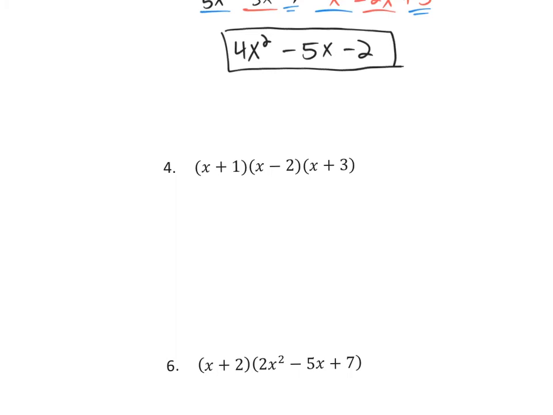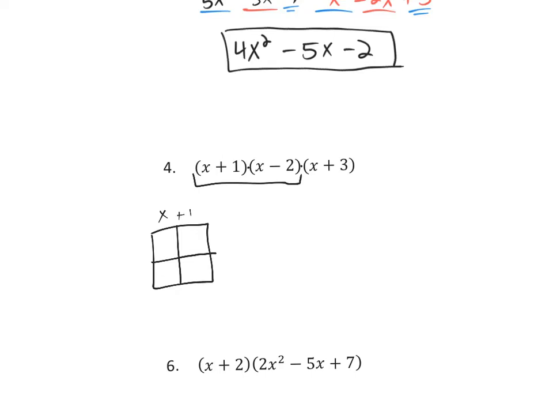This is a 3-part multiplication, and so it looks like we've got a multiplication problem right here. We've got a multiplication problem right there. I'm going to focus on doing the first two, and then we'll take the answer from the first two, and then we'll multiply it by the last one. So I'm going to do really like 2 multiplication problems in one.